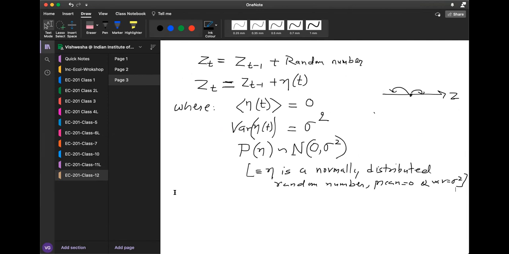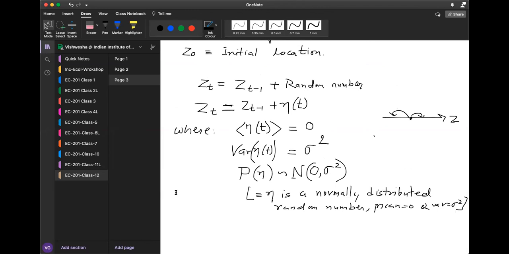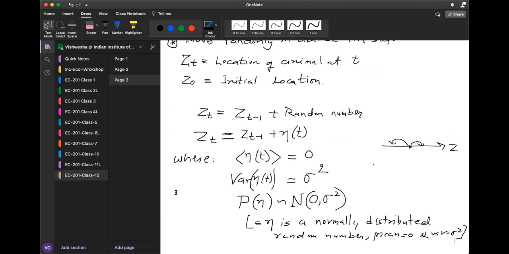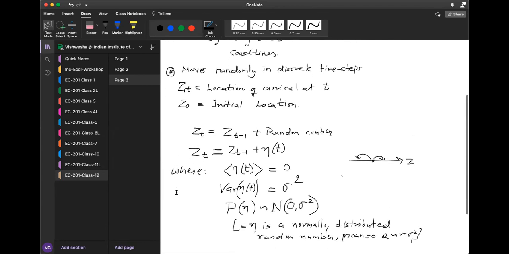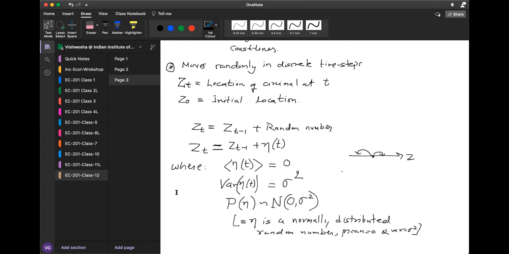As I said, this can be easily generalized to two dimensions. In fact, I will leave it as an exercise for you. You can consider x and y as two directions. You can write down an equation for how x_t is changing over time and how y_t is changing over time. You will have, instead of one, now two random numbers, one along the x-axis, one along the y-axis. And then just repeat all the calculations that we do today, and whatever we find, you will find them to be true. Okay, so we have written an equation for the random movement now.